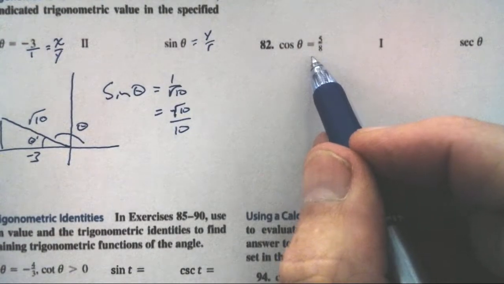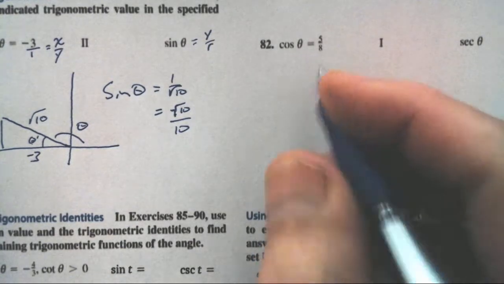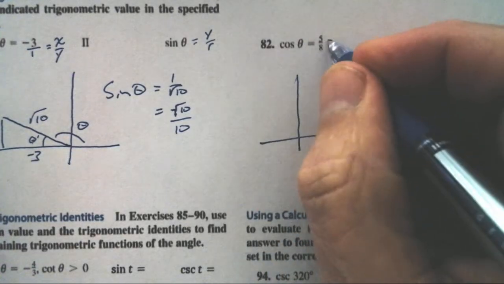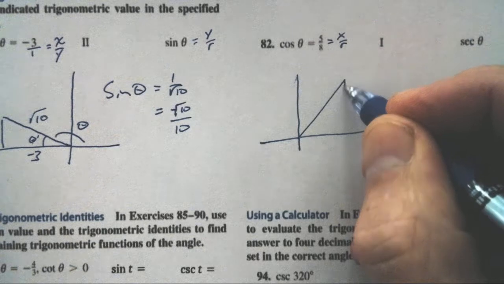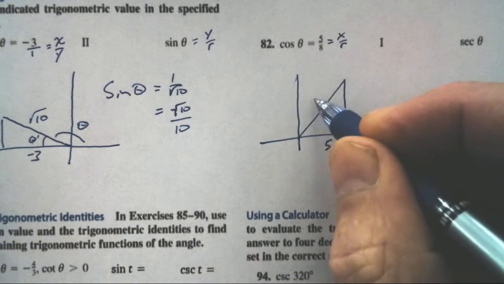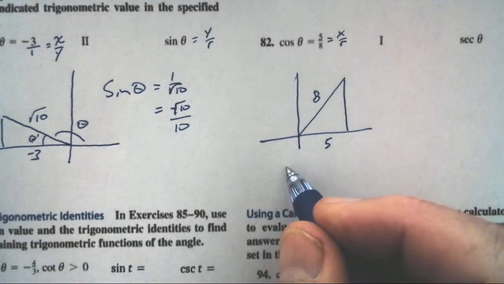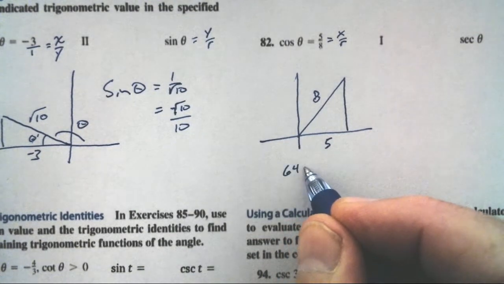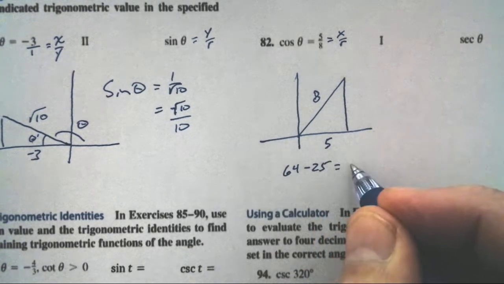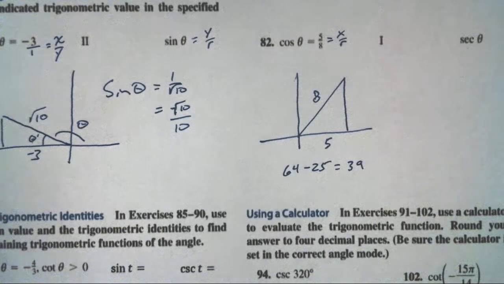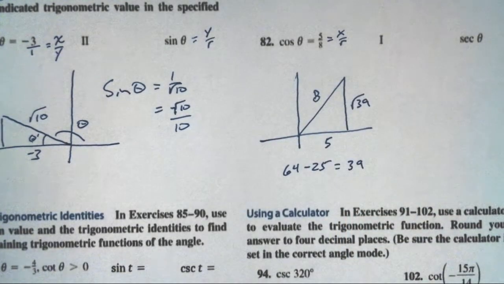Cosine ratio is 5/8 in quadrant 1. Cosine, to wake up, is x on r. So not trying to draw to scale. Might be close. This is 5. This is 8, x to r. Pythagorean, 64 minus 25 is 39. This side is square root of 39, and that's positive.